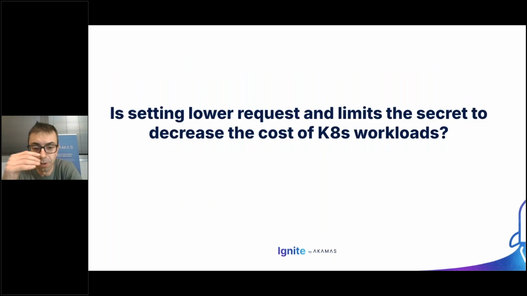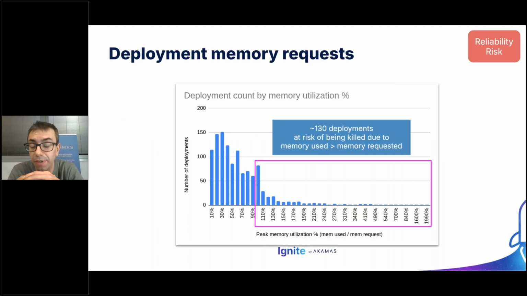The other side of things: most of the time, request and limits are over provisioned, especially requests. In order to reduce costs, the idea is to shrink the sizing of those pods. But in order to save costs, of course, doing this may result in problems on the reliability side of things.